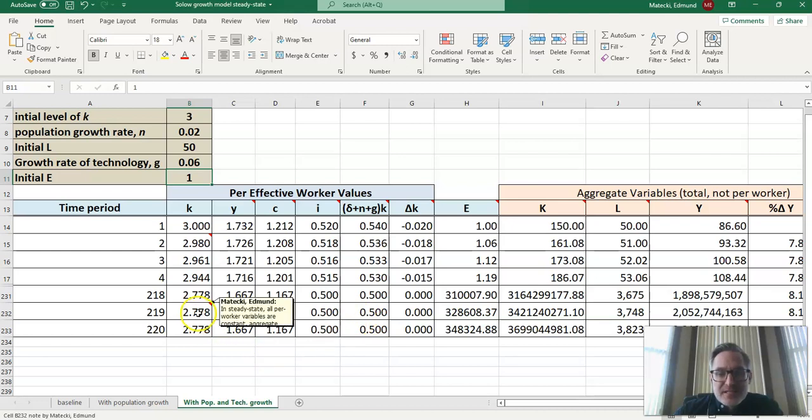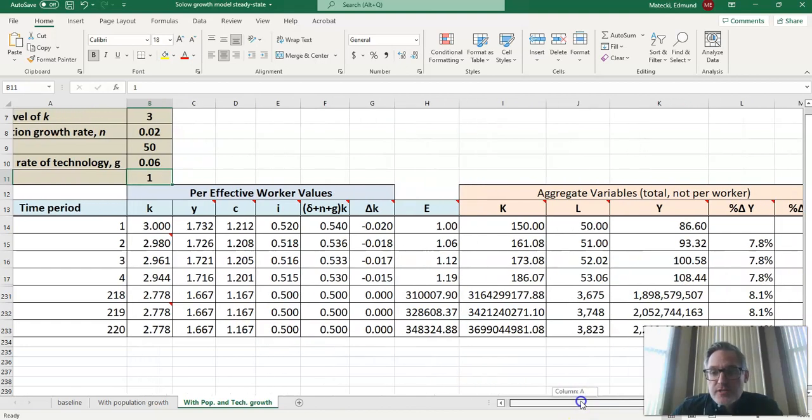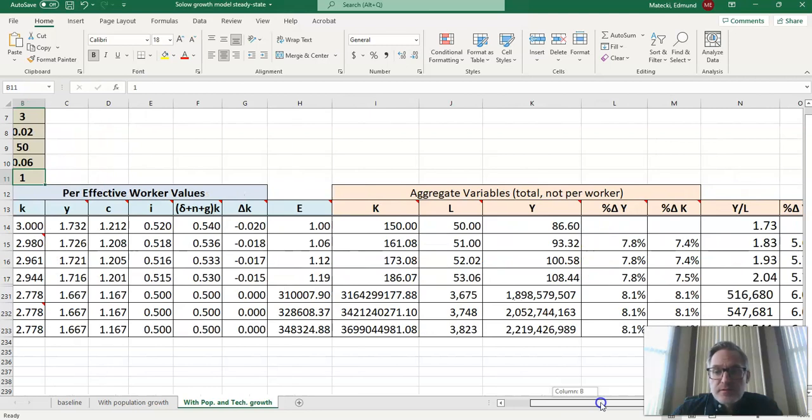So remember, the steady state now here is in per effective worker terms. So in steady state, per effective capital, output, consumption, investment, these are all going to be constant. However, the story is going to change when we start looking at some of these other variables.